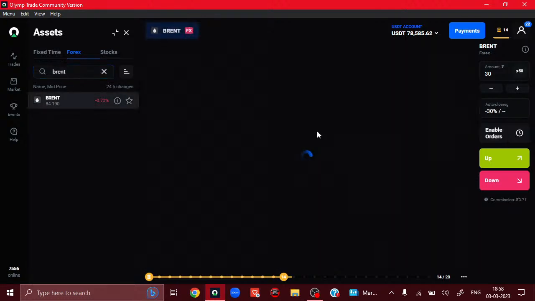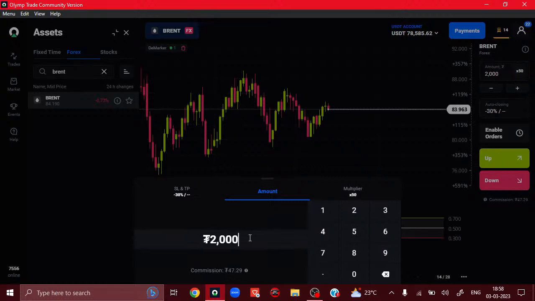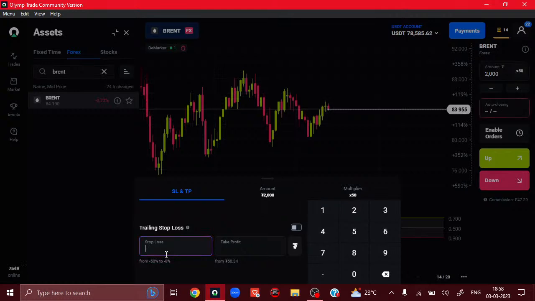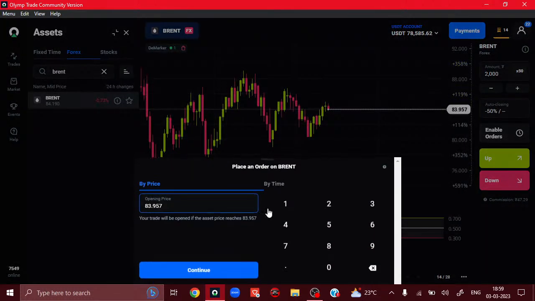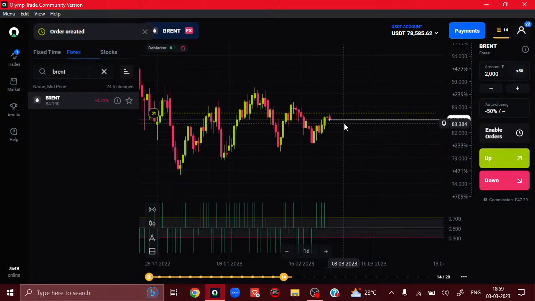you can make a pending order here. Multiplier 50, stop loss minus 50%, enable order by price 85, continue. So now your pending order would be placed at this point with a stop loss of 50%. This is how you can place pending orders also, guys.